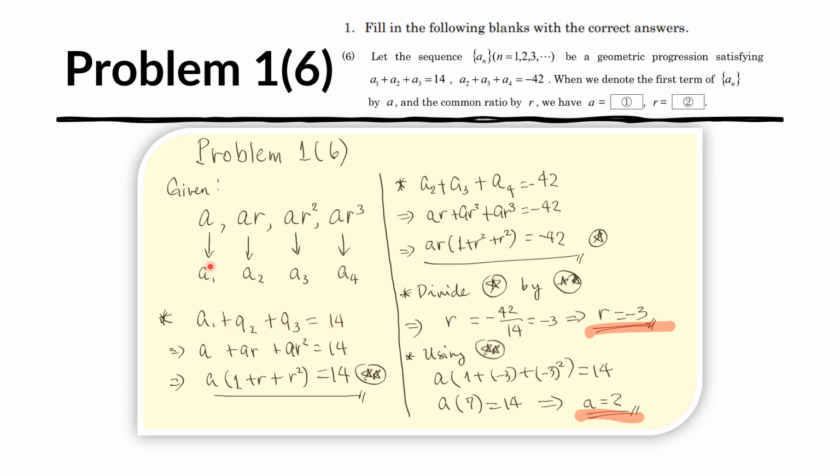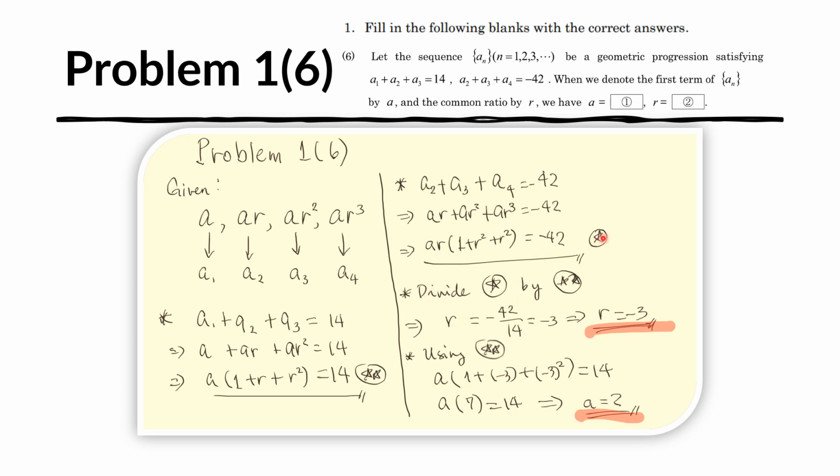Now we know that a sub 1 is just a, a sub 2 is ar, and a sub 3 is ar squared. Now we can factor out a, and we are left with this expression. Let us call this double star. The other condition that was given is that the sum of a sub 2, a sub 3, and a sub 4 is minus 42. We know that a sub 2 is this, a sub 3 is this, and a sub 4 is this. So we replace them. Now we can factor out a times r, and we will have star.